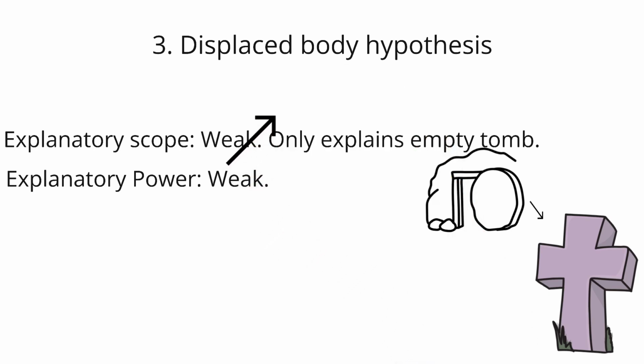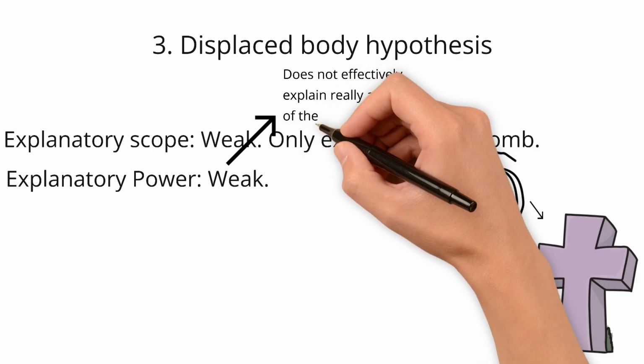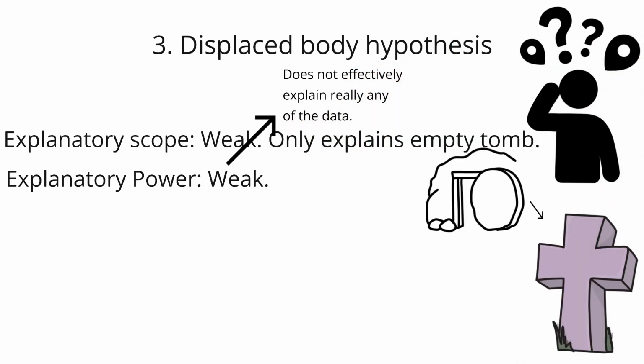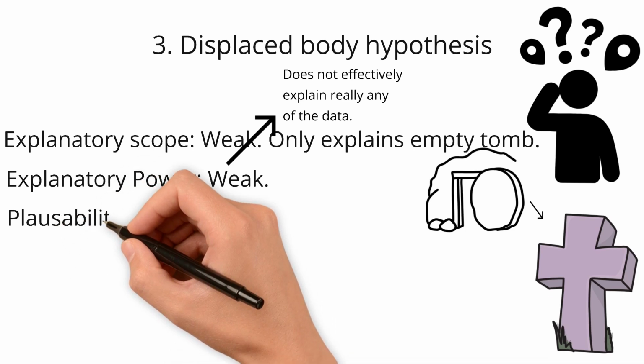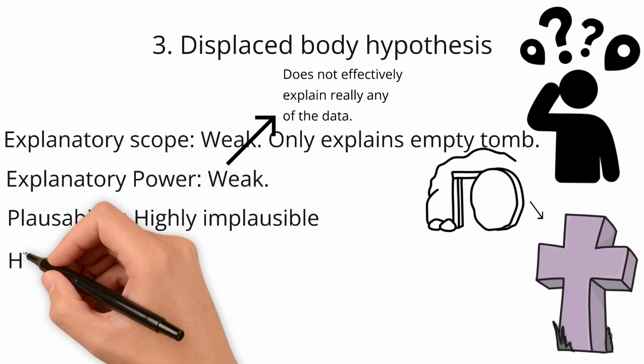The explanatory power is equally weak. It does not explain much of any data, and it does not explain why Joseph or whoever moved the body from the tomb didn't simply correct the error of those saying Jesus was resurrected. The theory is highly implausible.